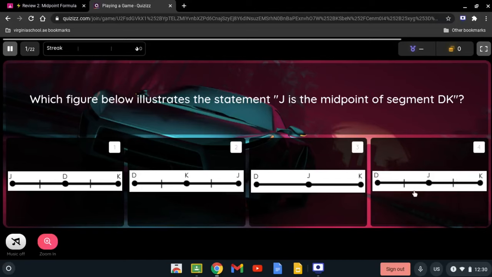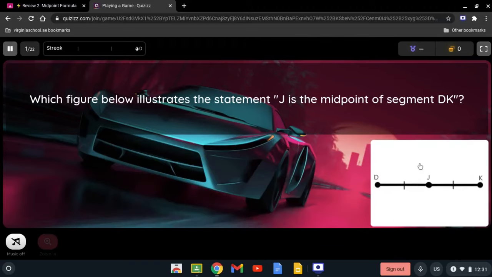is the fourth one, because here is D, here is K, and J is in the middle. And you may say it's the same as this one, but those lines here in between D and J, J and K show that it's an equal part, an equal line between them. So we're going to choose the last one.